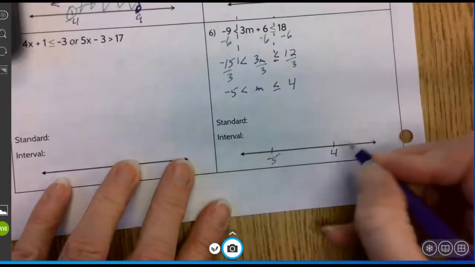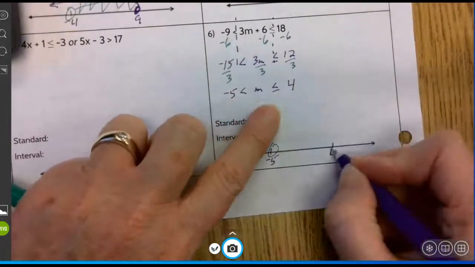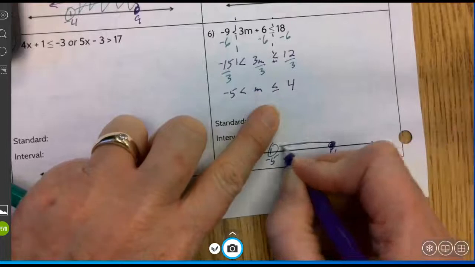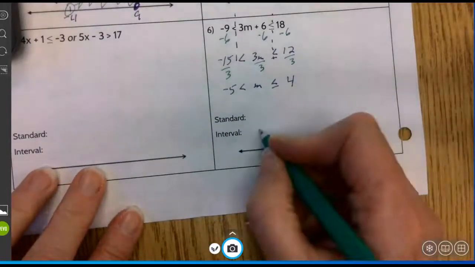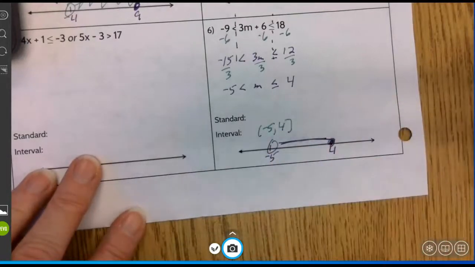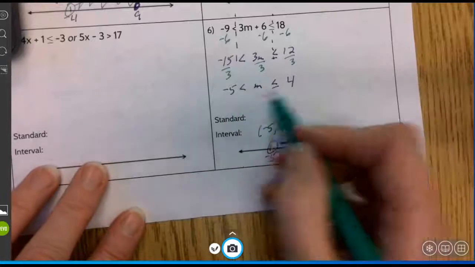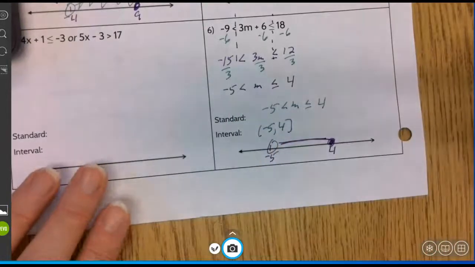-5, 4. See how it's just the stuff in between? This one's going to be an open circle. This one is a closed circle, and it's the stuff in between. Okay? Then interval notation goes from -5 to 4. Standard notation is just right there. -5 is less than m, which is less than or equal to 4.